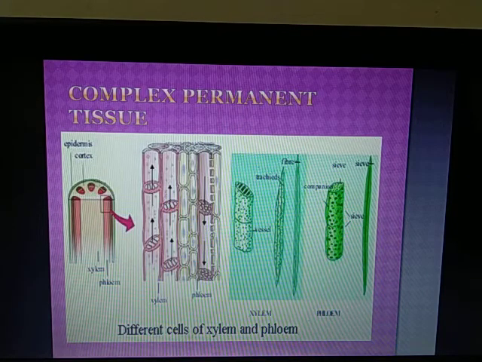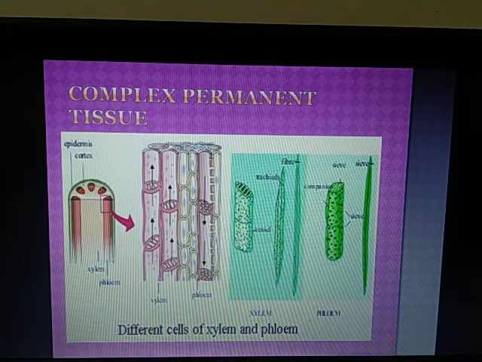Now complex permanent tissue, these are the cells which are mature. The permanent tissues of this type are made of different types of cells, and as they are made up of different types of cells, they are not homogeneous, they are heterogeneous. So these are called complex permanent tissue. These tissues are dissimilar in shape and size. They help in transportation of prepared food and water in the plant.